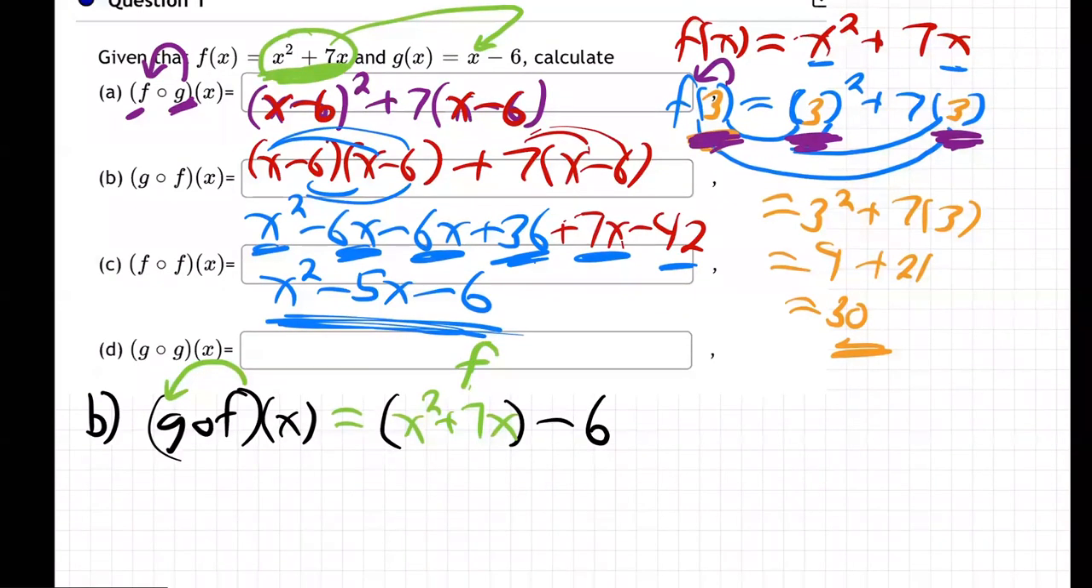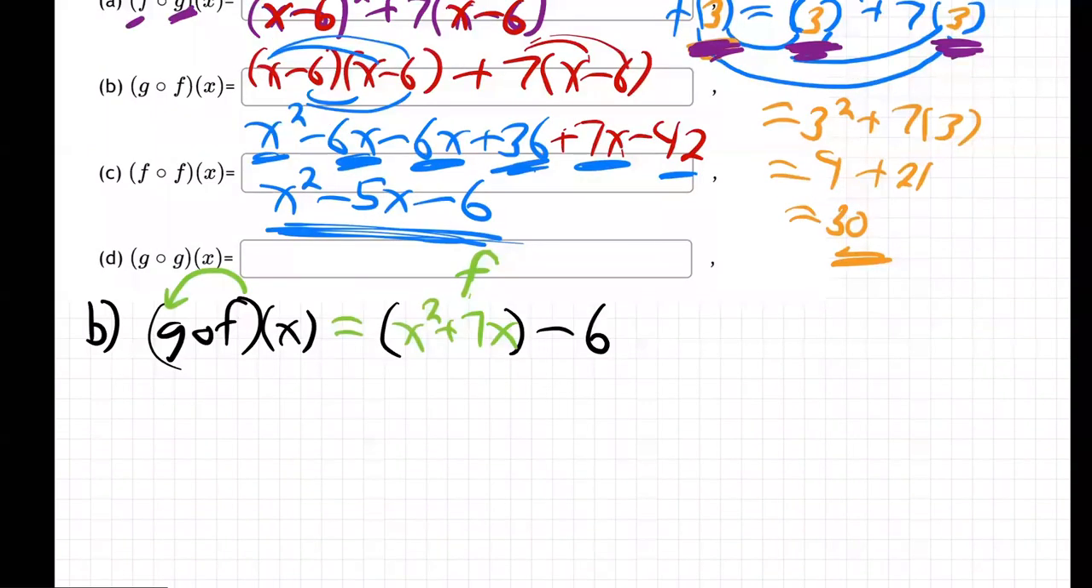Take away 6. All right. So what becomes of that? Well, really nothing. There's nothing to do here. It's just x squared plus 7x minus 6. Nothing else really going on. There's nothing to multiply out and gather like terms or anything. So that's the answer to part B.